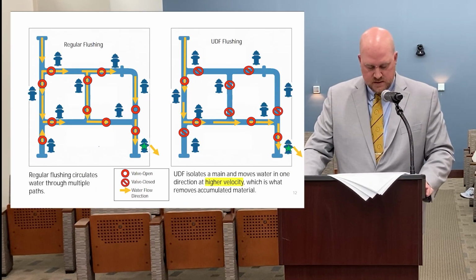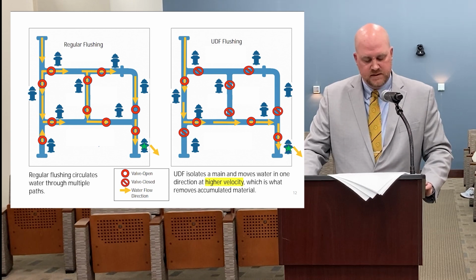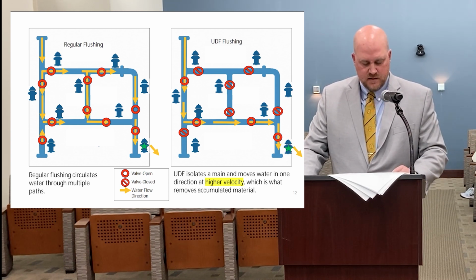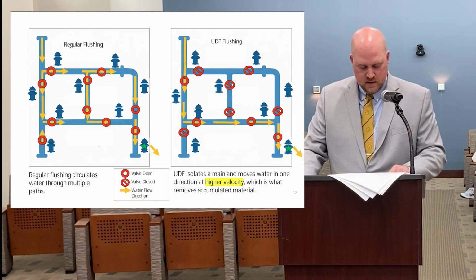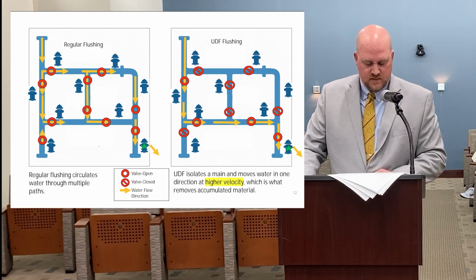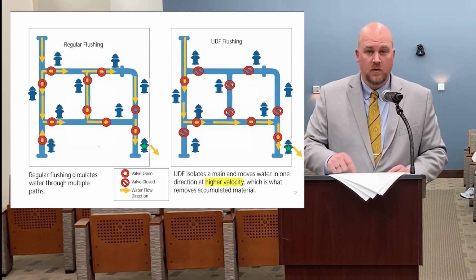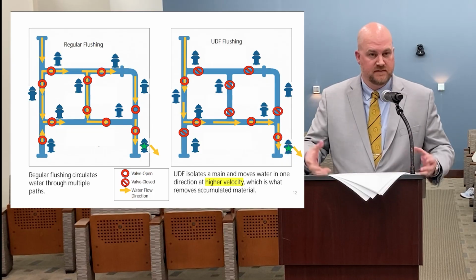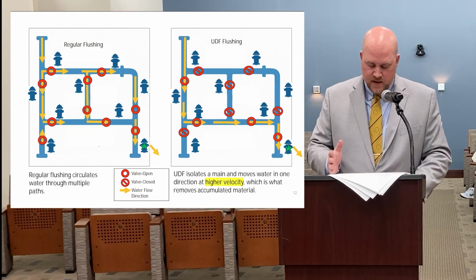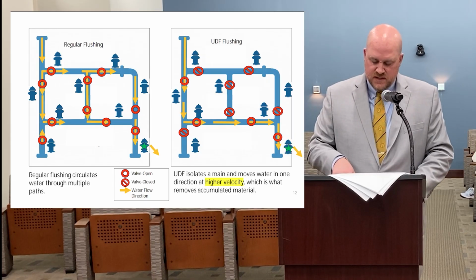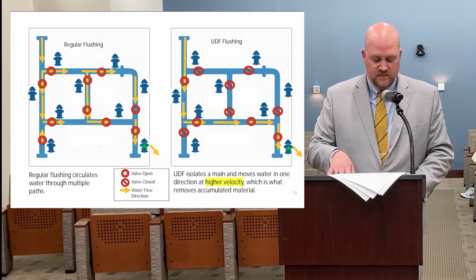The next slide is a chart of what this actually looks like. So regular flushing, think about you have water coming in your top pipe here, top left pipe, and you can flush at any one of these hydrants here. As you do, water can go throughout different pipes. It can pull from different pipes and stuff like that. But if you compare it to the one on the right-hand side, you are strategically closing valves here.